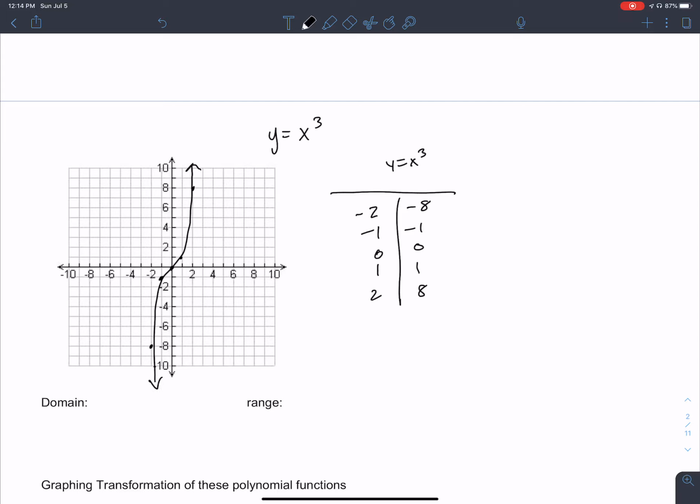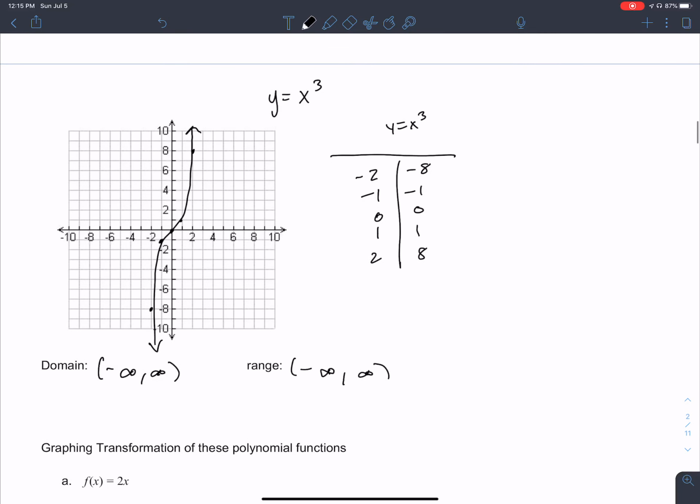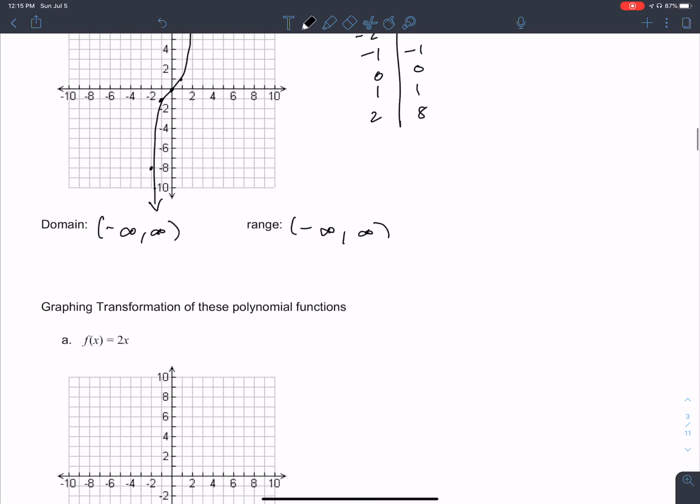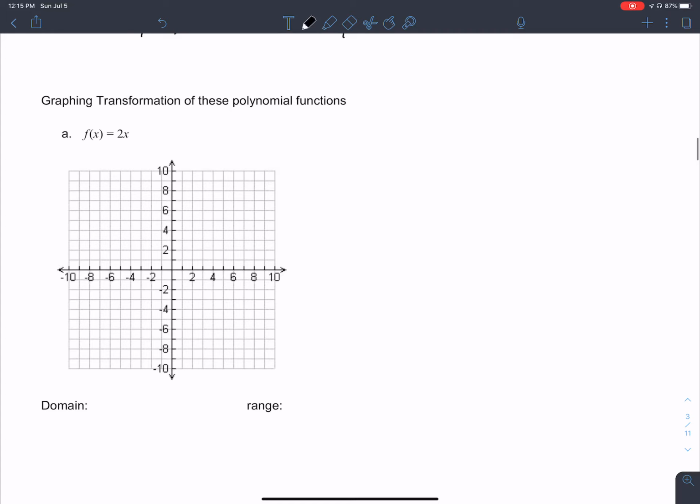Okay, so now this one's a little bit different. Again, still no fraction, no square root, -infinity to infinity. But its range, it doesn't top out or bottom out, so it's also -infinity to infinity for the range. Okay? All right, so now we're going to graph transformations of these polynomial functions. We're going to use the same table, and we're just going to plug in our numbers and get out new numbers. Okay? So, -2, -1, 0, 1, and 2.